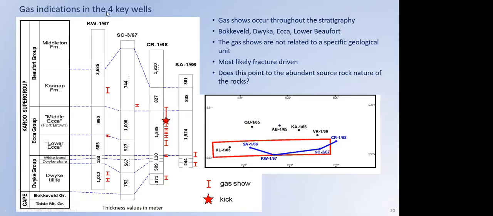Right, gas indications. We looked at KW1, and what I've plotted for us with these little bars is where gas was encountered in KW1 and Cronemeer, a suite of gas intersections, and where they attempted the test, where the successful test was done. CS, more in the Eastern Cape, a sniff of gas, and then SA, which you'll later see a couple of shows. Interesting to note is these shows occur throughout the section. I mean, there is a show down in Bokkeveld, and there are shows up in the lower Beaufort. So these tight gas shows are not linked to a specific geological unit. Is it fracture driven? Is there something else that drives it? I believe it points to the abundant source rock nature of these rocks, or then, you know, the lower Ecca.